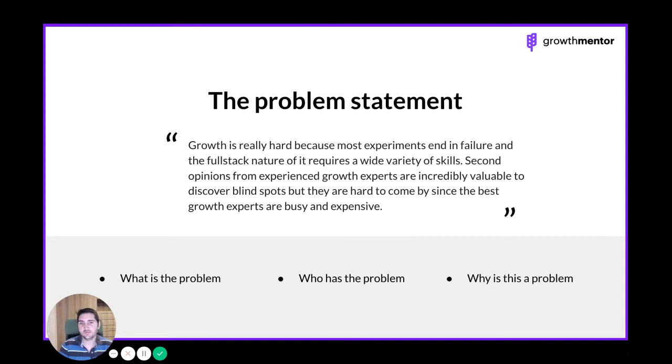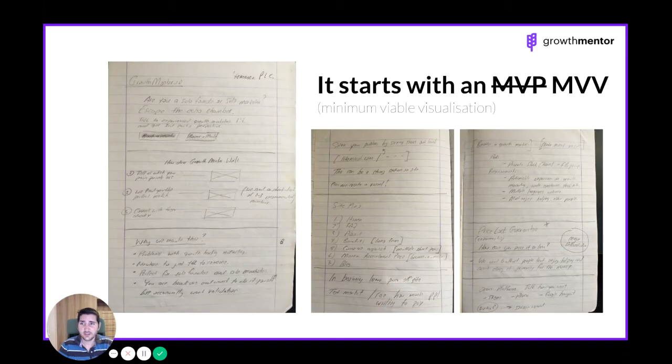Now, this problem statement will probably evolve as you do more user testing and research, and as you talk to more people who have a similar problem to you. So, yeah, you've got your problem statement all written up. Let's begin. Finding the problem is pretty straightforward, actually, because it's usually your own problem as a founder. That's how it started with me.